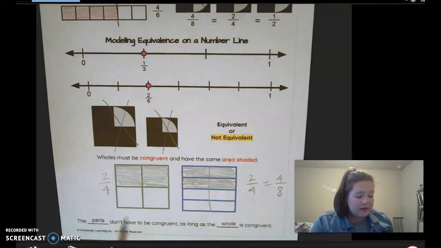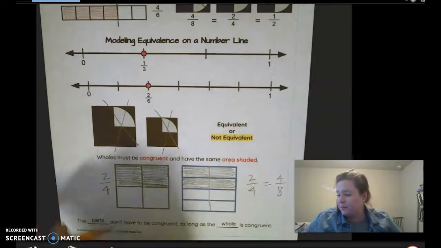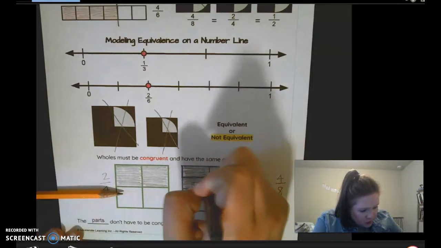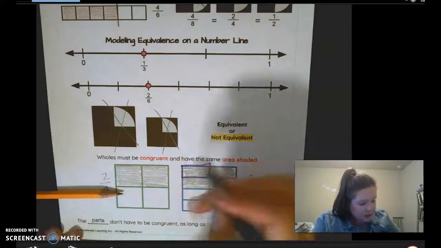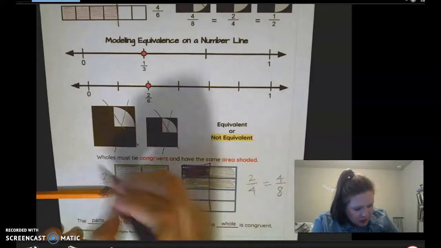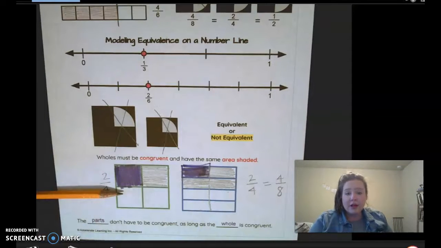The parts don't have to be congruent as long as the whole is congruent. These parts are not the same size, all right? This is a square and this is a rectangle. This part right here is much smaller than that part. But my wholes are going to be the same size, okay?